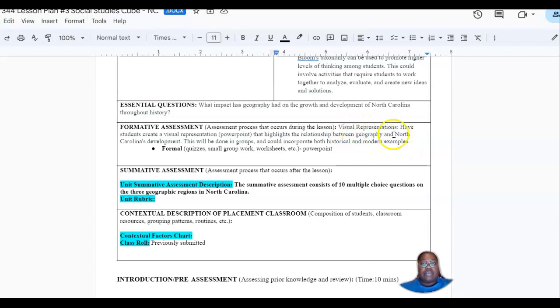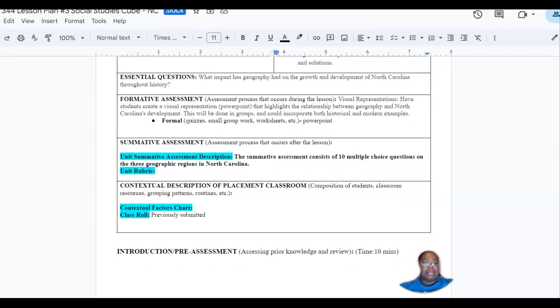My formative assessment would be the visual representations. So I have students create a visual representation, which is the PowerPoint, that highlights the relationship between geography and North Carolina's development. This is going to be done in groups and could incorporate both historical and modern examples.